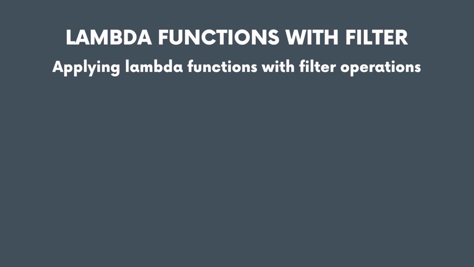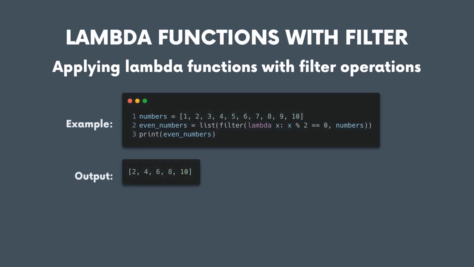Lambda functions are also handy with filter operations. Let's filter out even numbers from a list using a Lambda function. In this example, we have a list of numbers. We use the filter function along with a Lambda function to filter out only the even numbers from the list. The Lambda function checks if a number is divisible by 2 with no remainder, indicating that it's even.